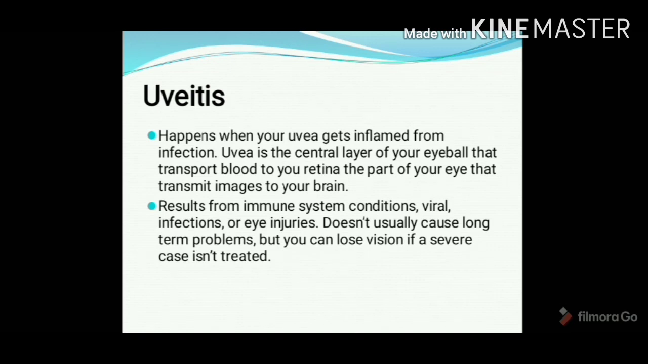For number 6, uveitis, it happens when your uvea gets inflamed from infection. Uvea is the central layer of your eyeball to transport blood to your retina, the part of your eye that transmits images to your brain. For the second point, results from immune system conditions, viral infections, or eye injuries. Doesn't usually cause long-term problems, but you can lose vision if a severe case isn't treated. So, yung uveitis daw is kapag namamaga or namumula yung uvea dahil sa infection.